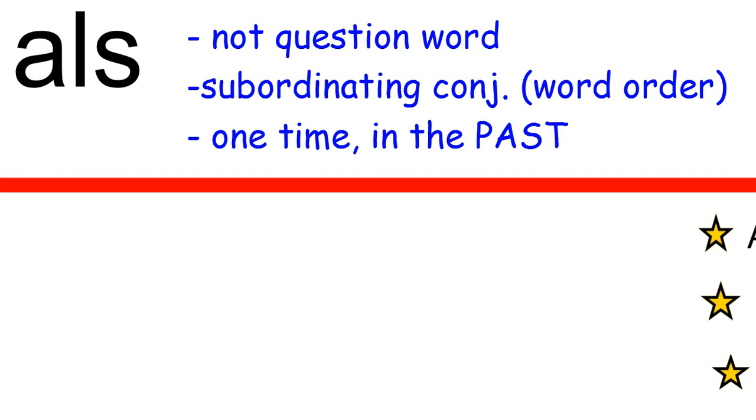So, als. Als is not a question word, but it is a subordinating conjunction. So that means we have to watch out for our word order. Als is when we're talking about a one-time event in the past. So a memory trick is to think about this as a three-letter word as one is a three-letter word. You can also think about als as A at the beginning of the alphabet. And if you think about your life as the span from A to Z, A is at the beginning, therefore in your past. Just some memory tricks.